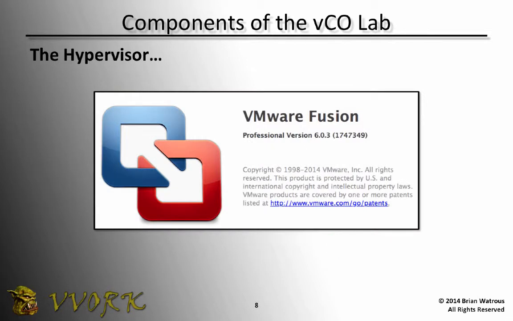The hypervisor that I'm running, as we saw before, is VMware Fusion. Specifically, I'm running the professional version 6.0.3. Now, as I've gone through this project, I've been using the professional version of Fusion simply because that's what I already had on my MacBook Pro.